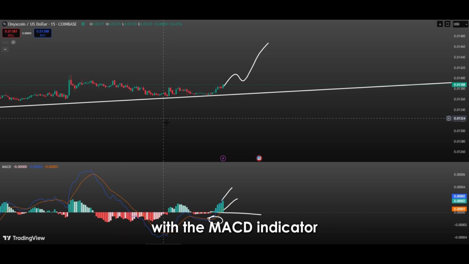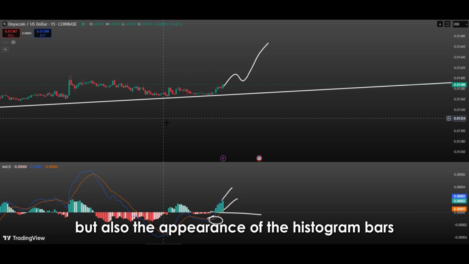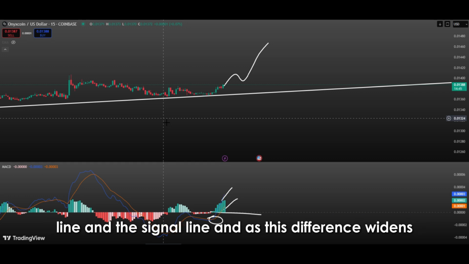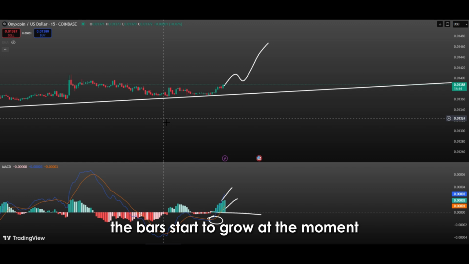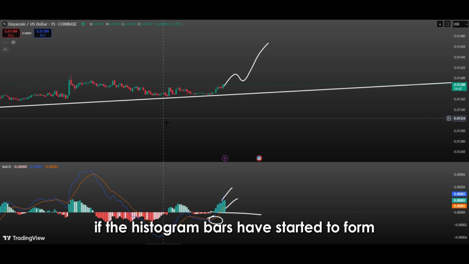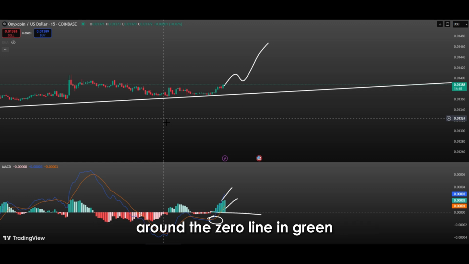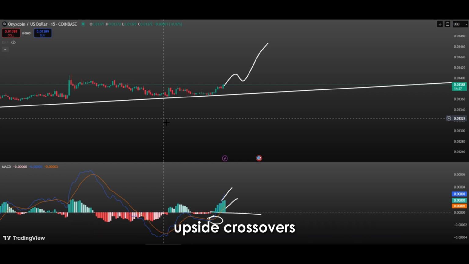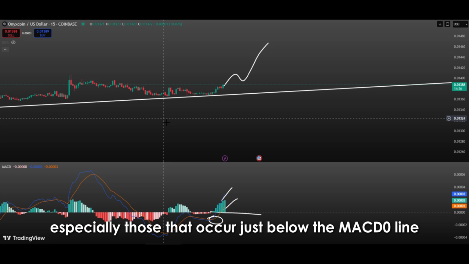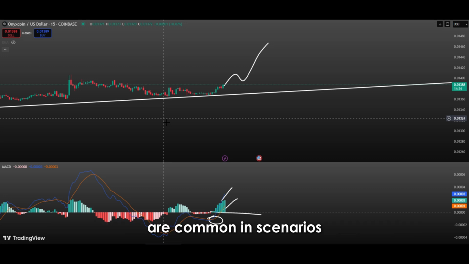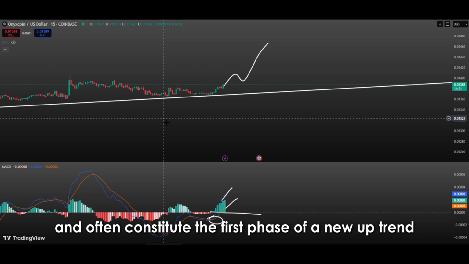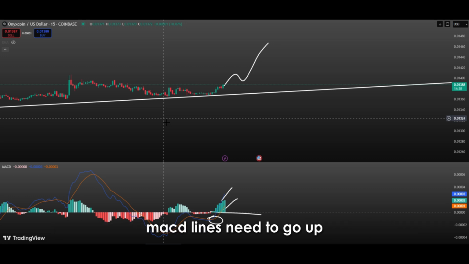With the MACD indicator, not only the crossover is important, but also the appearance of the histogram bars. These bars represent the difference between the MACD line and the signal line, and as this difference widens, the bars start to grow. At the moment, if the histogram bars have started to form around the zero line in green, this can be taken as an additional confirmation that bullish momentum is gaining strength. Upside crossovers, especially those that occur just below the MACD zero line, are common in scenarios where the price is making a reversal from the bottom and often constitute the first phase of a new uptrend. MACD lines need to go up.